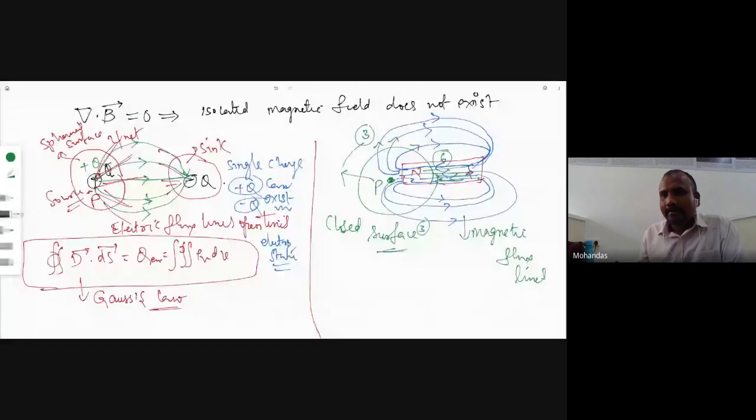That means the total number of leaving flux lines is 6, and the number of entering flux lines is 6. Whatever the number of flux lines entering through the closed surface, the same number of flux lines are leaving. That means the net electric flux will become 0. At that particular point, it neither acts as a source nor acts as a sink, right?